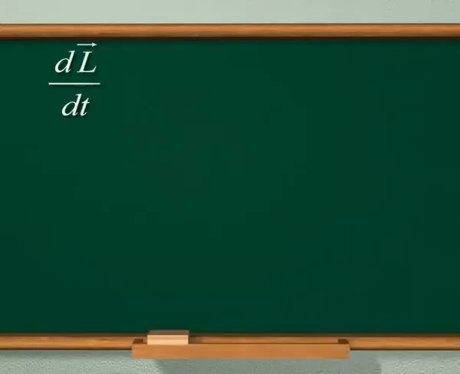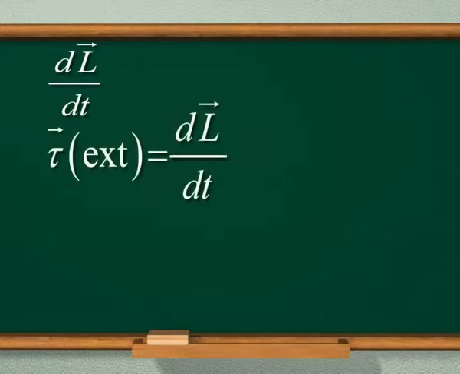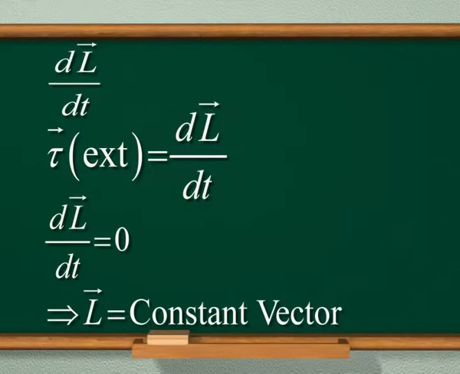Thus, if d vector L by dt is the rate of change of angular momentum of the system, then the external torque acting on the system is written as vector tau external equal to d vector L by dt. In case external torque on the system is zero, then d vector L by dt is equal to zero, which implies that vector L is a constant vector.